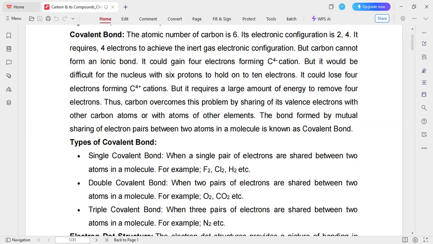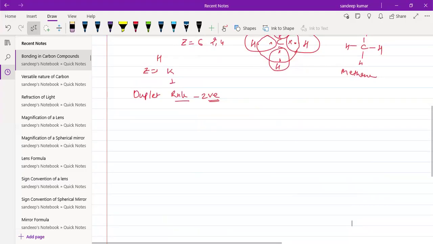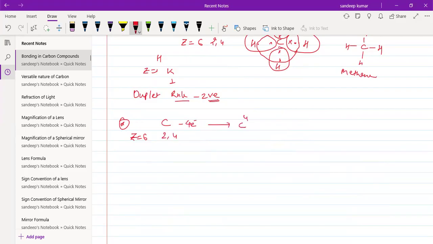Why can carbon not form C4 plus and C4 minus? They may ask you that as a 2 marks question. See what I'm telling. Carbon, as you know, has atomic number Z equal to 6, configuration 2, 4. So to become stable, it has to lose 4 electrons.